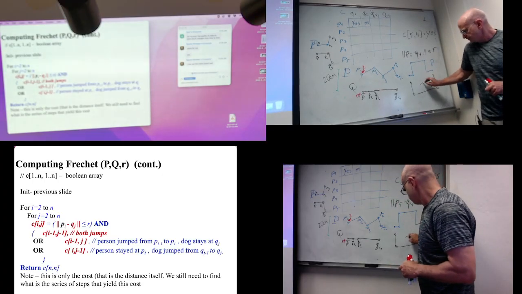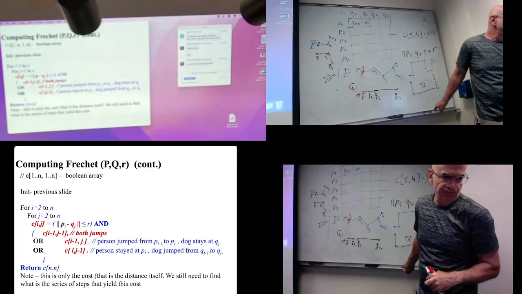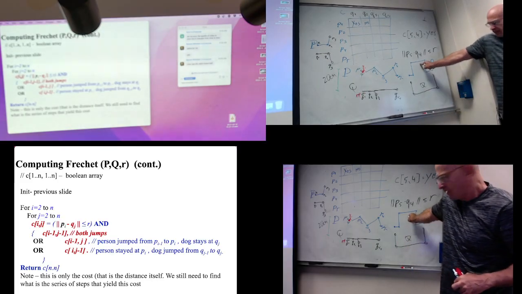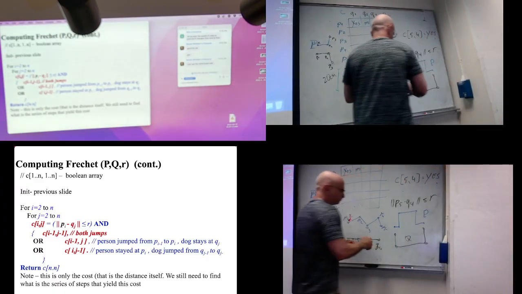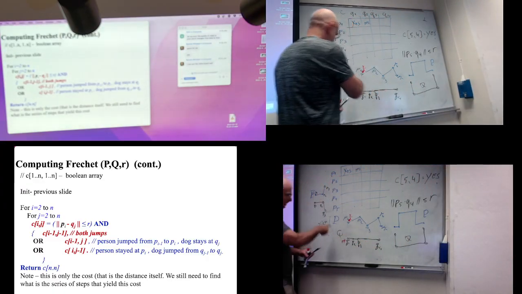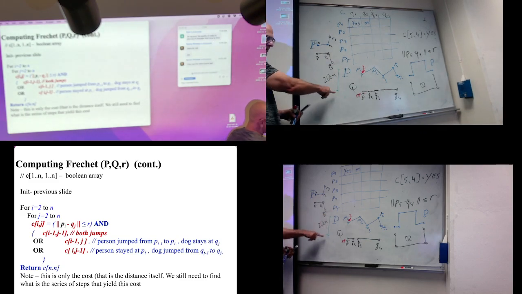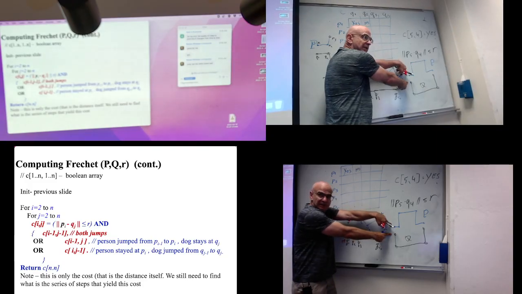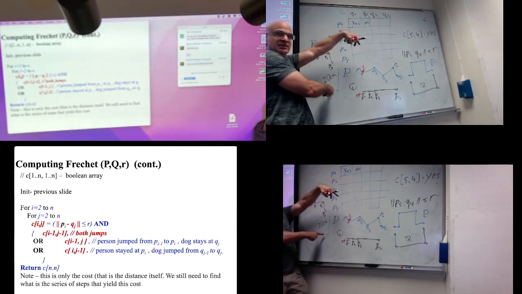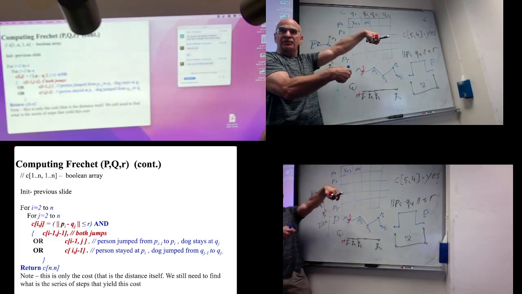This is P, this is Q. My target length of the leash will be still this green thing. Is the distance between P1 and Q1 less than this length of the leash? Yes. So we start good.